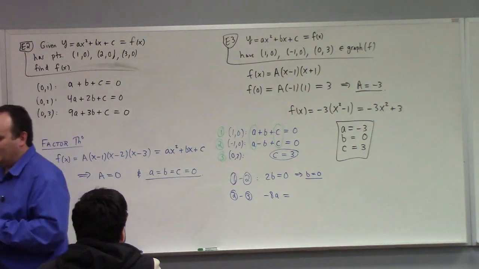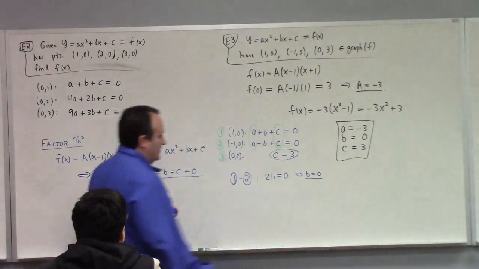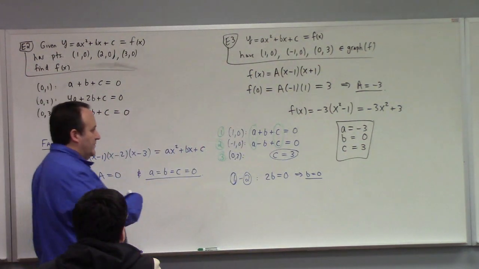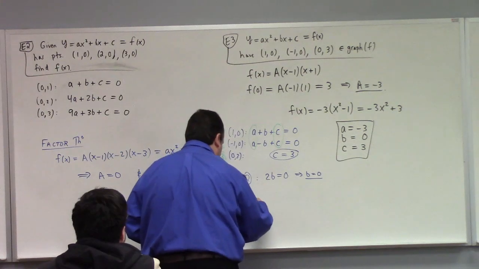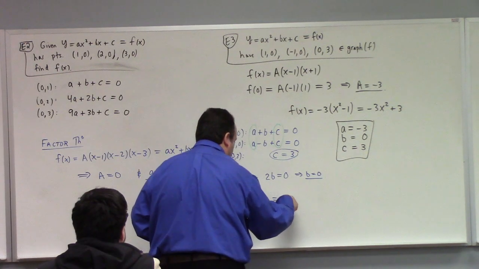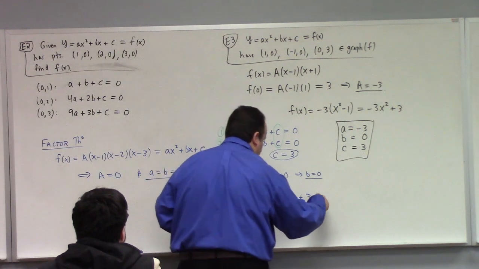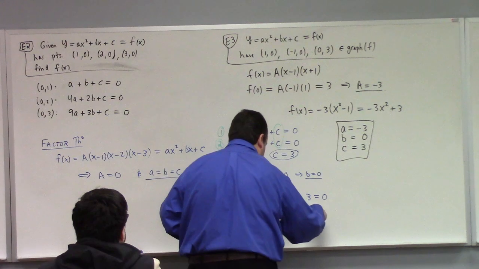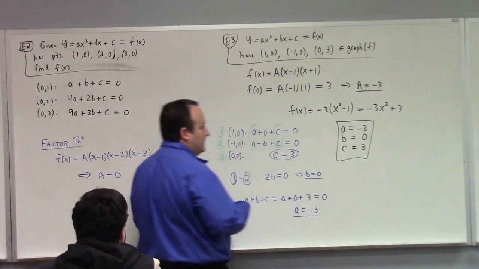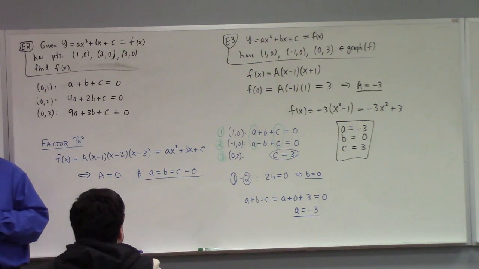I don't need to subtract equations to find a. I can just plug in whichever one you want, right? This a plus b plus c is what? It's a plus 0 plus 3 equals 0. So a is equal to, like you said, minus 3. Which is, of course, what I found using factor theorem. So you can't really go wrong.